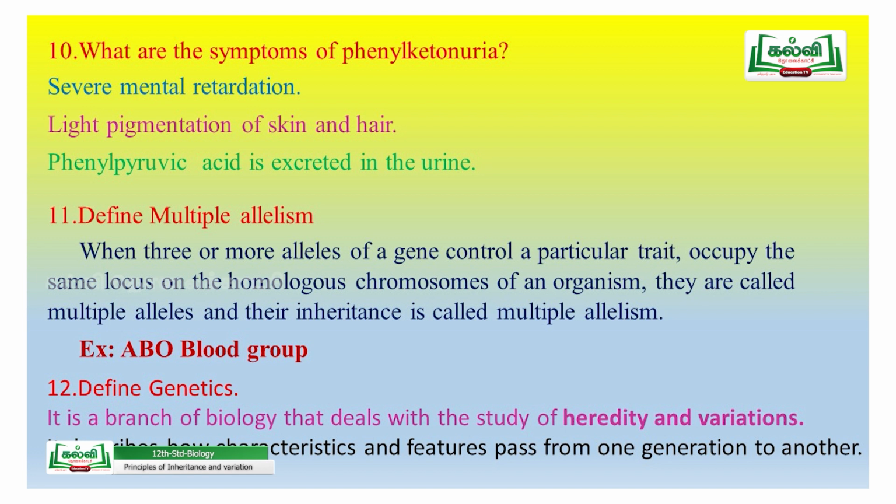Define multiple allelism. When there are 3 or more alleles of a gene controlling a particular trait, occupying the same locus on the homologous chromosome of an organism, they are called multiple alleles and their inheritance is called multiple allelism. An example for this in our textbook is the ABO blood group.